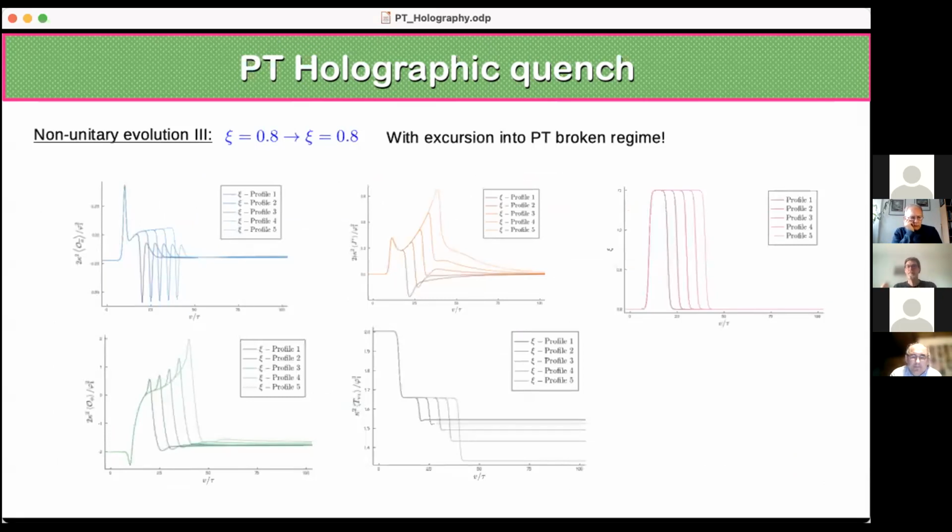You can also make excursions into the PT broken regime. So you crank this parameter xi for some finite time above 1. You start, say, at xi equals 0.8, which is nicely in the PT symmetric regime. And you crank it up, go beyond 1, stay there for a while, and come back again. So this is the evolution of the xi parameter. And you stay longer and longer in this PT broken regime. And as you see, some of the operators want to grow exponentially. But of course, if you stay a finite time, it grows for some time and then you come back. So even for some finite time, you can make excursions into the PT broken regime in this setup.